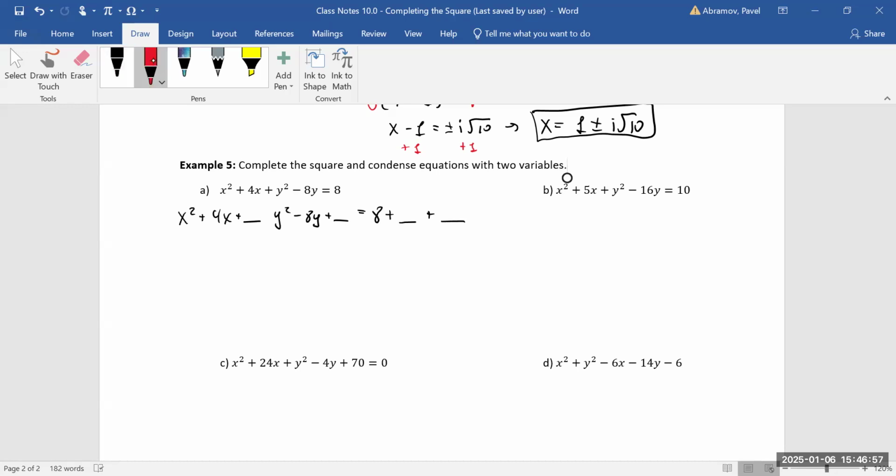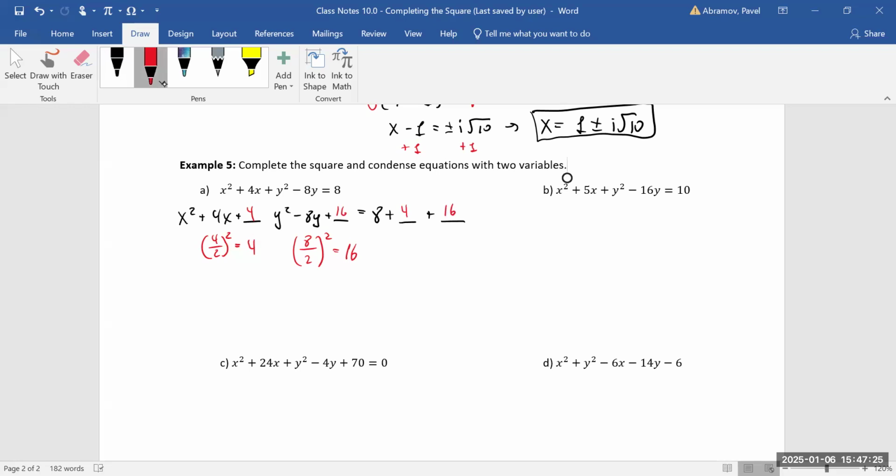Now we're completing the square for the x's. So we just take 4 divided by 2 squared, which is, of course, 4 itself. And for the y's, 8 or negative 8, doesn't really matter. You're going to be squaring it anyways. 8 divided by 2 squared, which is 16. So we add 16 here. Then, since we added 4 and 16 on the left, we have to add 4 and 16 on the right.